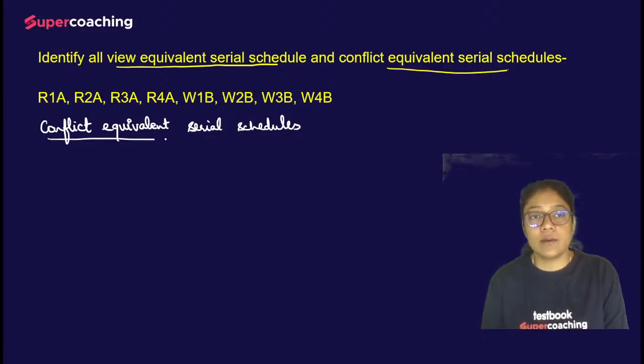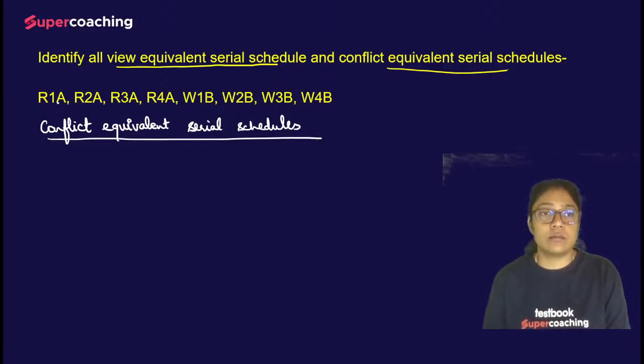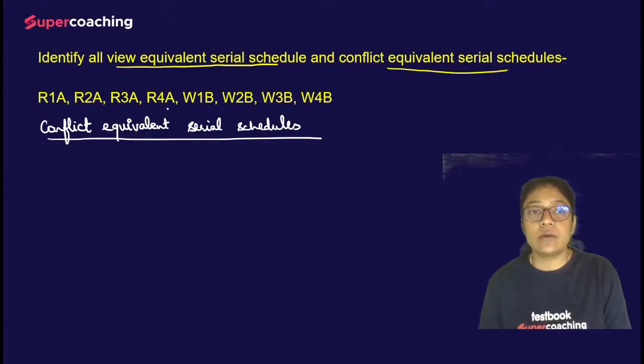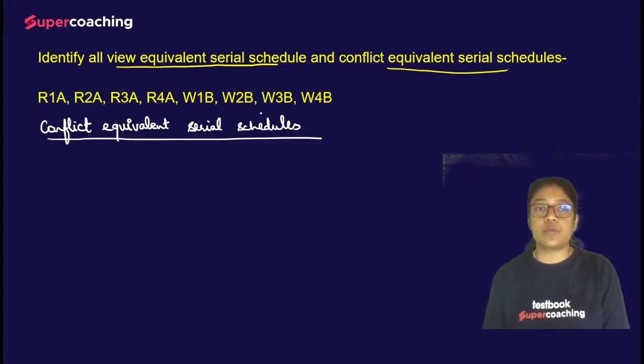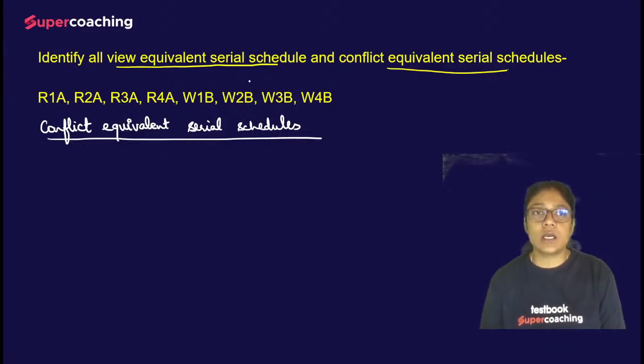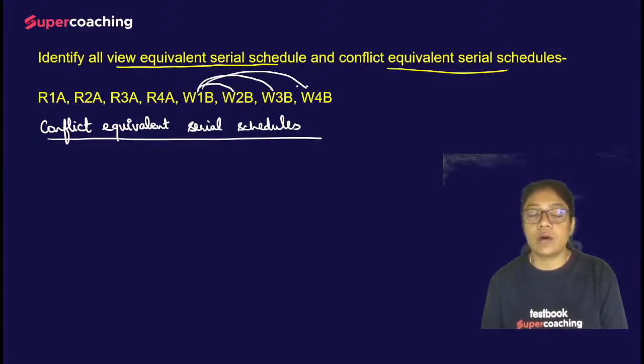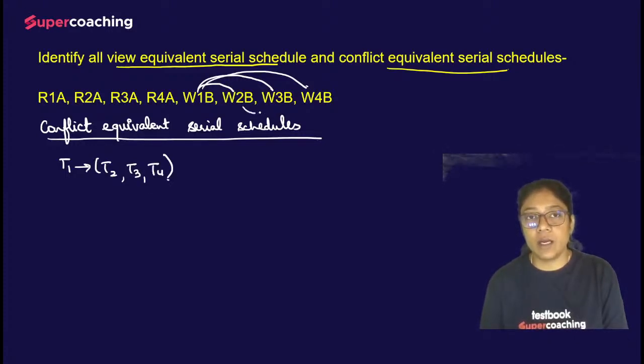What conflict pairs are we getting here? There is only the read operation on the data item A and the write operation on the data item B. After the read operation, no write operation is coming, so we won't be getting any conflict pair. Here we are getting T1 to T2, T1 to T3, T1 to T4. So this means that T1 should come before T2, T3 and T4. After that, we are getting the conflict pairs T2 to T3, T2 to T4.